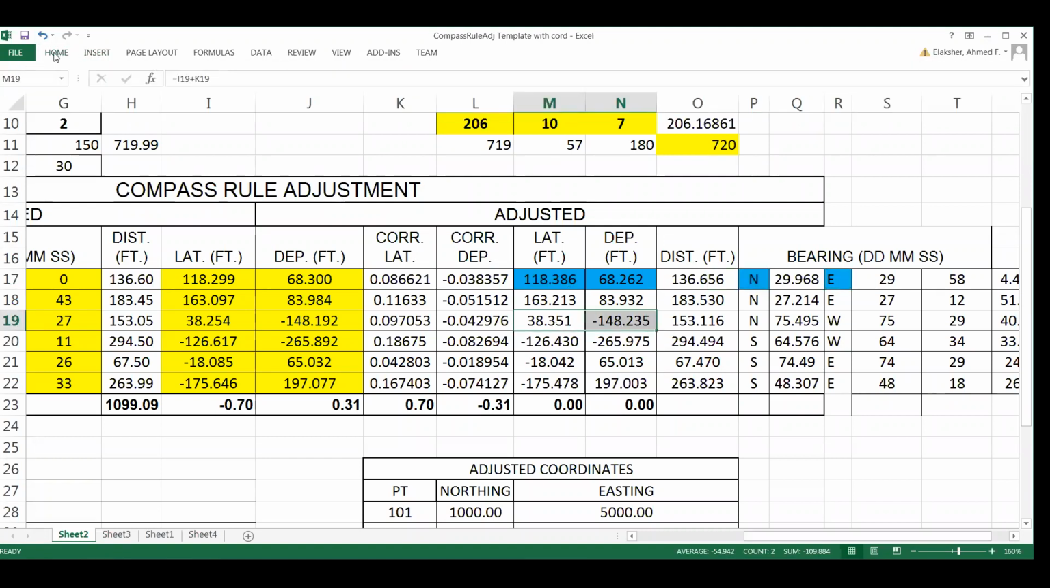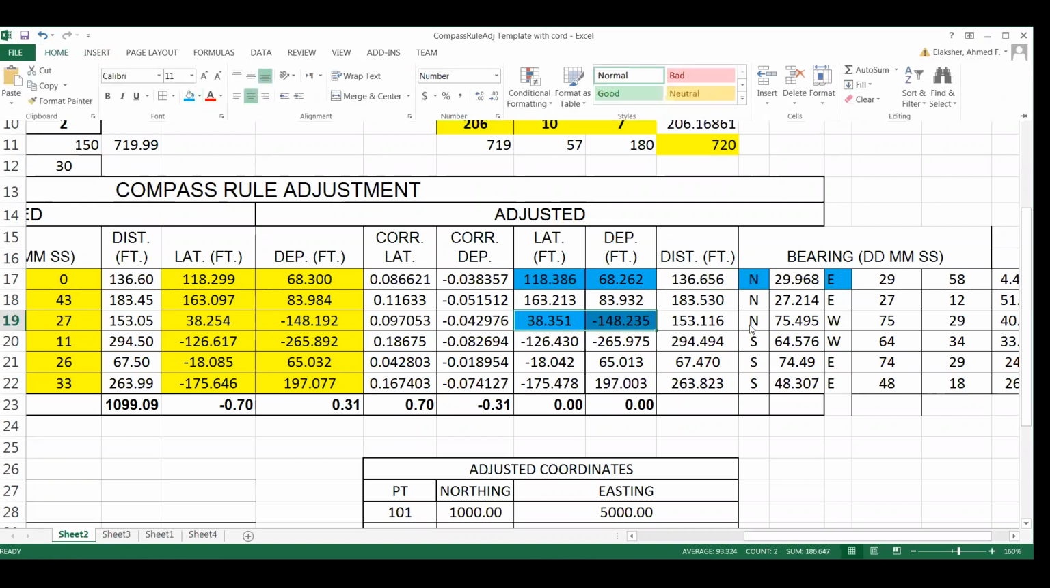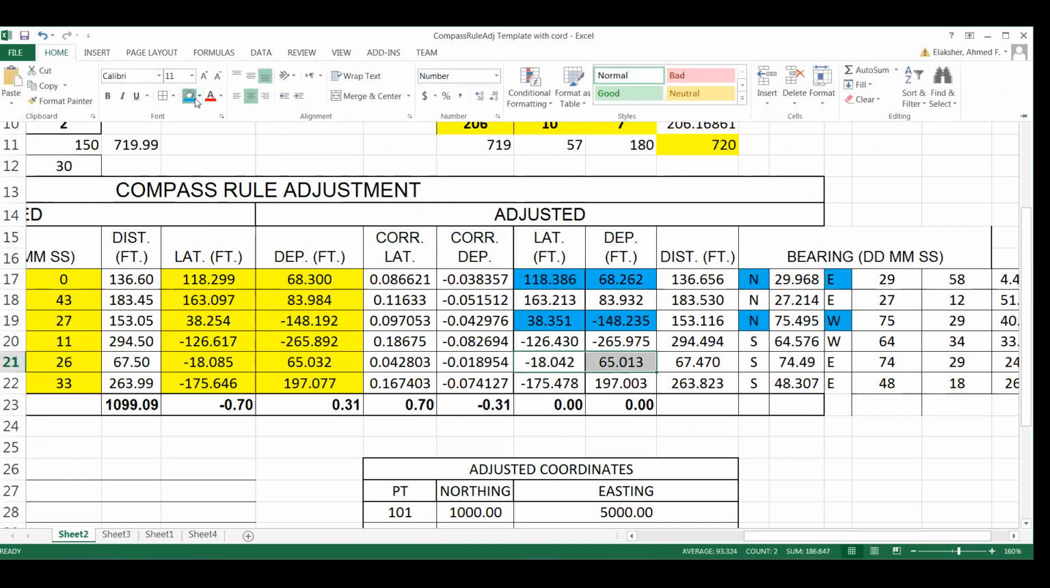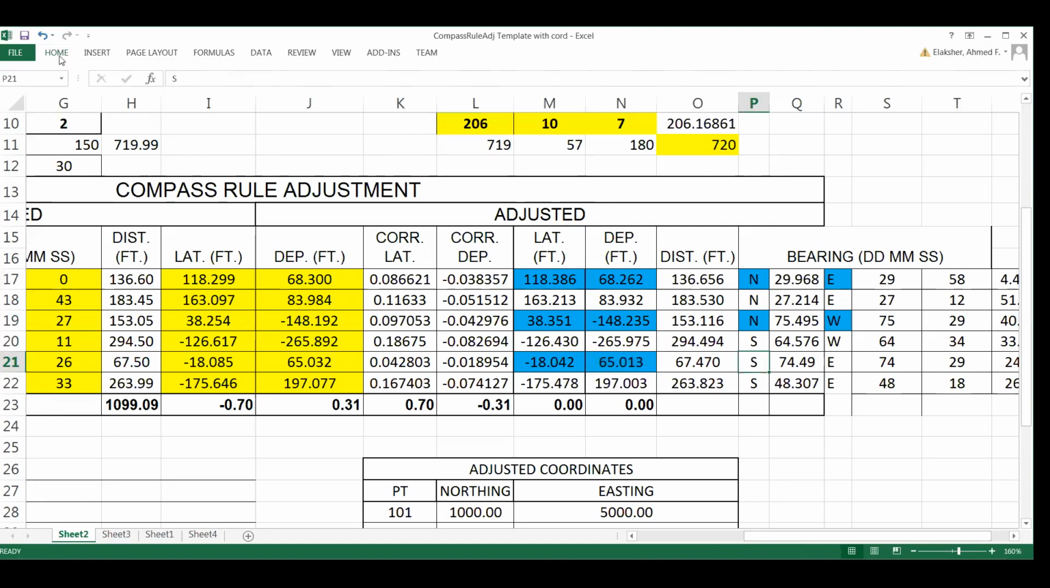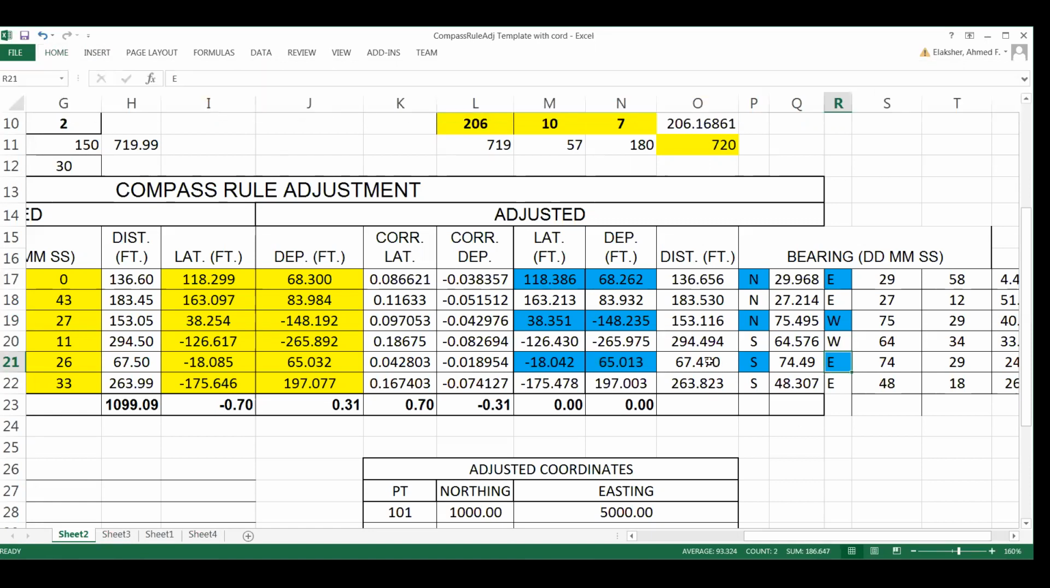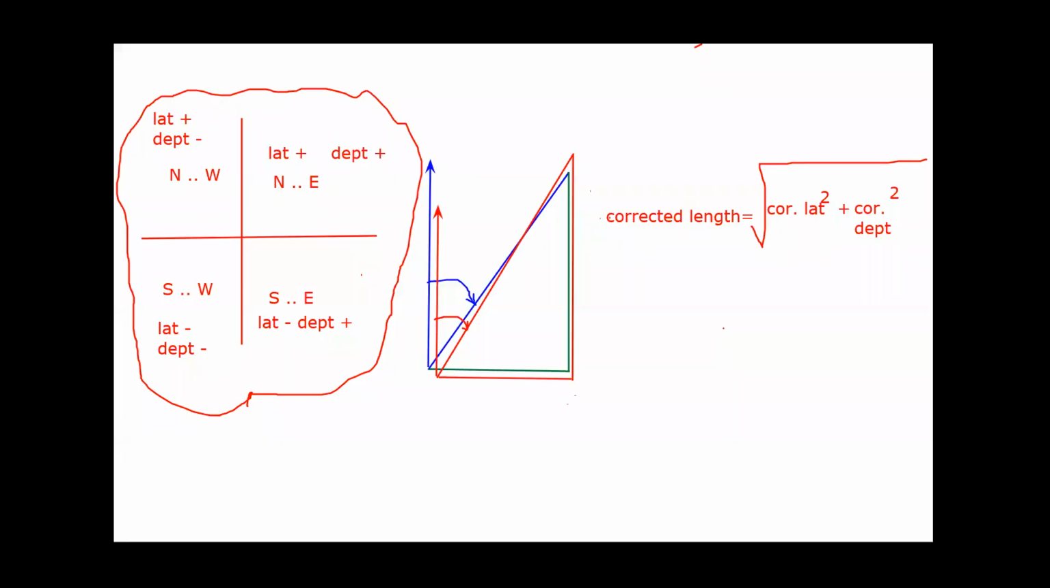Positive, negative. I'm picking another color. Northwest. So latitude is positive, meaning north. Departure is negative, meaning west. How about this one? Latitude is negative, so south. Departure is positive, so east. And so on. That's as simple as this. Okay, so that was simple.